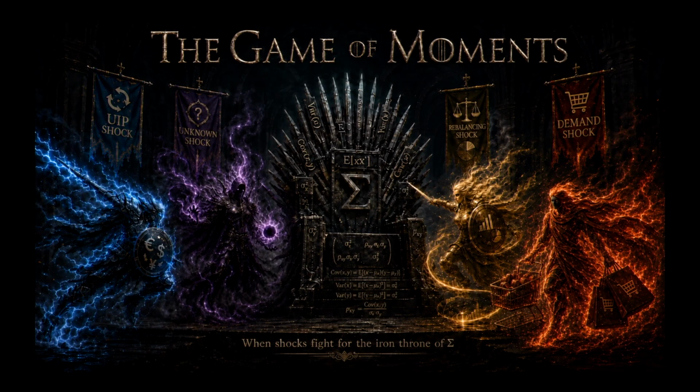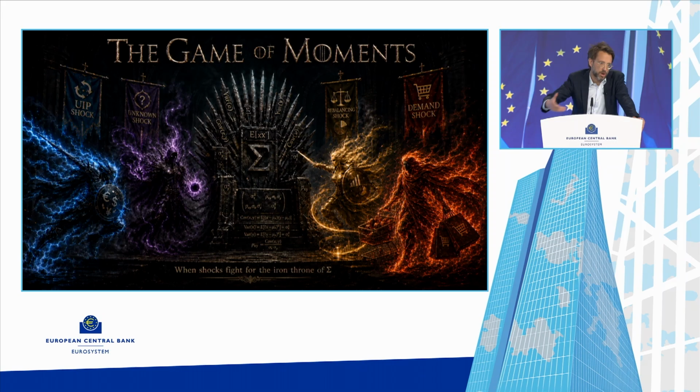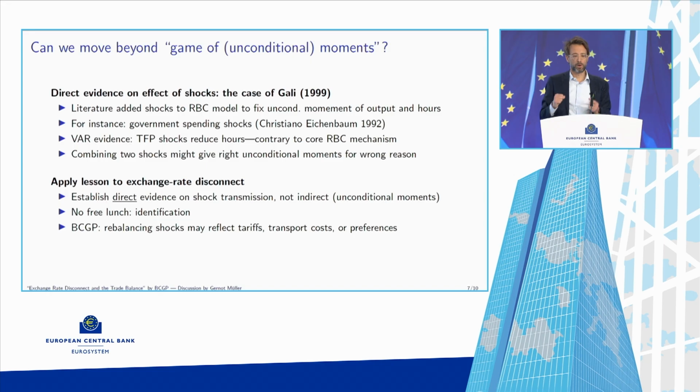And then you have the shocks making the claim for the throne. Here you have the UIP shock, here's the other contender, and here's Martin's rebalancing shock. And they claim this throne. This is a fun game to play, intellectual, very exciting. But the bottom line is, to the extent that we treat these shocks as unobservable, this game never ends. There are always new shocks coming up and entering the show, which we may enjoy. But we can also try to be a little bit more ambitious and move beyond these unconditional moments.